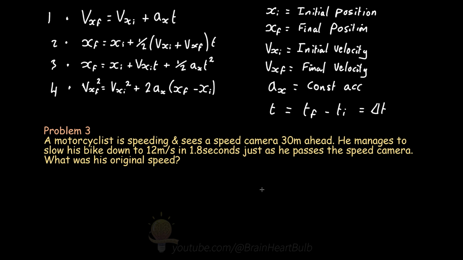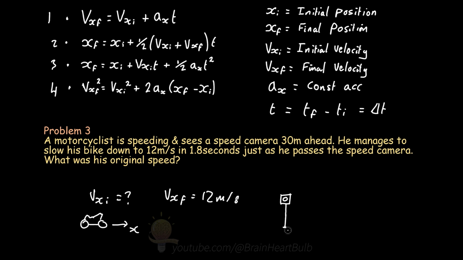So in problem 3, we have a motorcyclist that is speeding and sees a speed camera 30 meters ahead. The cyclist manages to slow his bike down to 12 meters per second in 1.8 seconds, just as he passes the speed camera. What was his original speed? So in this situation, we have a guy on a motorbike. We don't know what his initial speed was, and that's what we're trying to find out. But his final speed is 12 meters per second.